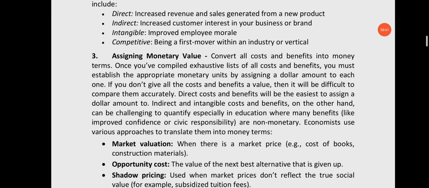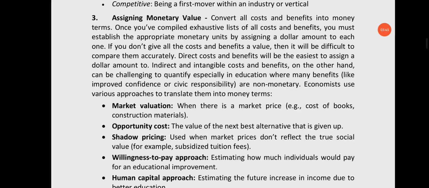Number 3, assigning monetary value. Convert all costs and benefits into money terms. Once you have compiled an exhaustive list of all costs and benefits, you must establish the appropriate monetary unit by assigning a dollar amount to each one. If you don't give all the costs and benefits a value, then it will be difficult to compare them accurately. Direct costs and benefits will be the easiest to assign a dollar amount to.